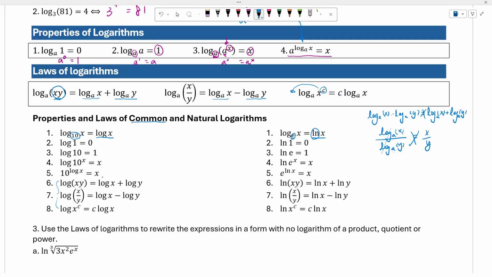And then we work with the three laws. Same thing with the natural log. Natural log of 1 is 0. Natural log of e is 1. Natural log of e to the x is x. e to the natural log of x is x.